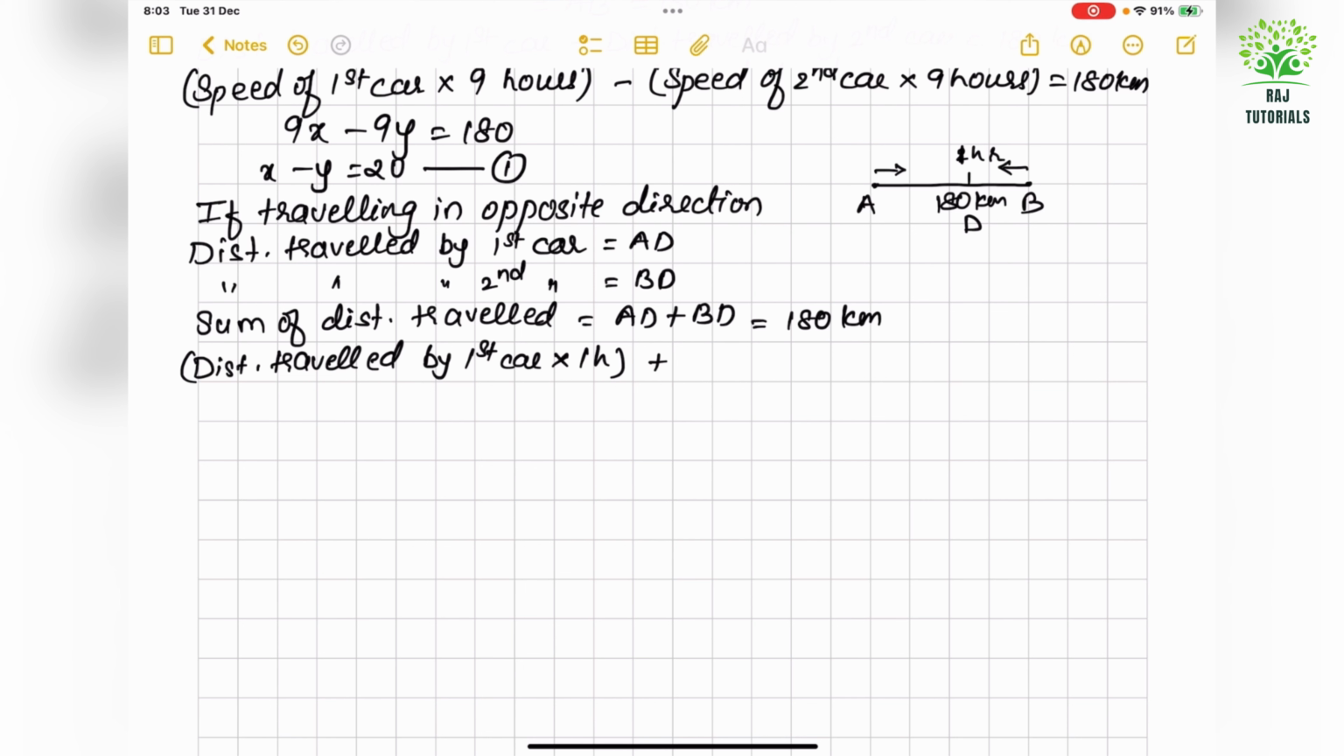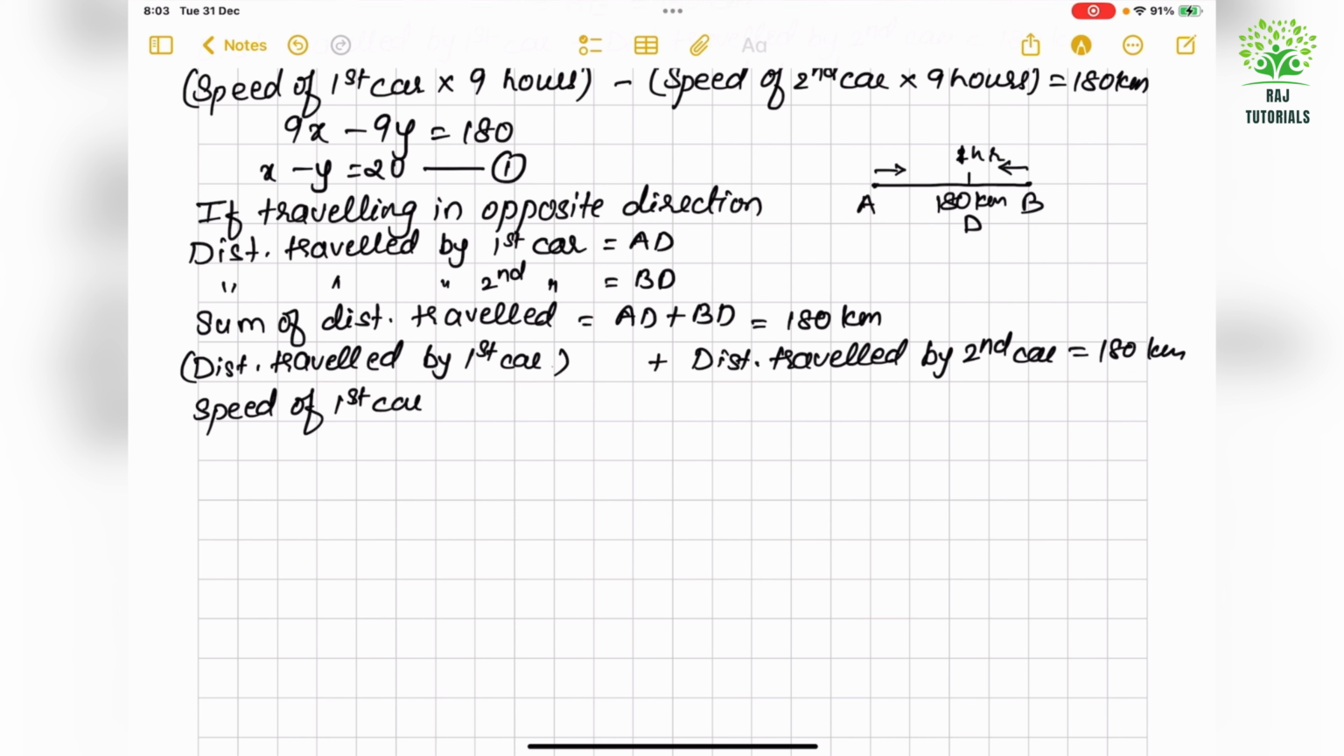Sorry, the distance traveled by the first car plus the distance traveled by the second car will be 180 kilometers. So speed of first car into 1 hour plus speed of second car into 1 hour equal to 180 kilometers. So therefore I can say x plus y equal to 180.